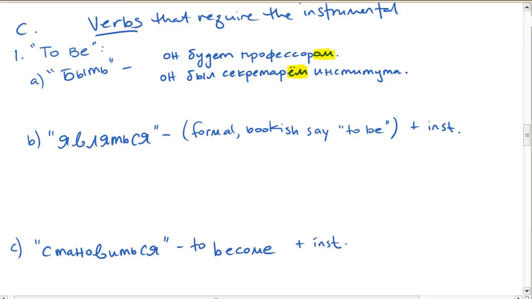If I were to say when I was young, I would say когда я была маленькой, right? I put that into the instrumental because I'm no longer young, and so it's a state that's temporary. I would never say when I was a girl because I'm still a girl, so that would stay in the nominative case.